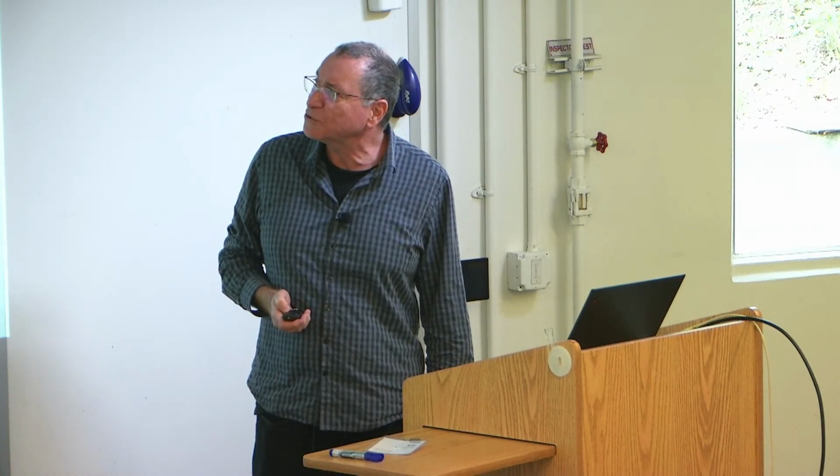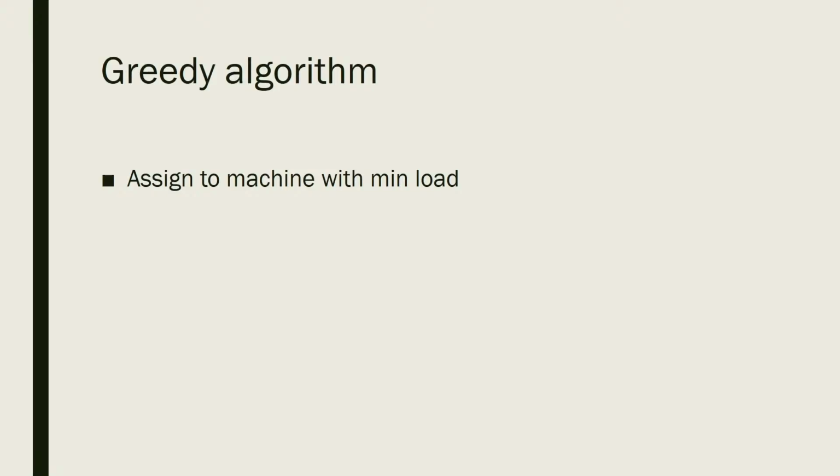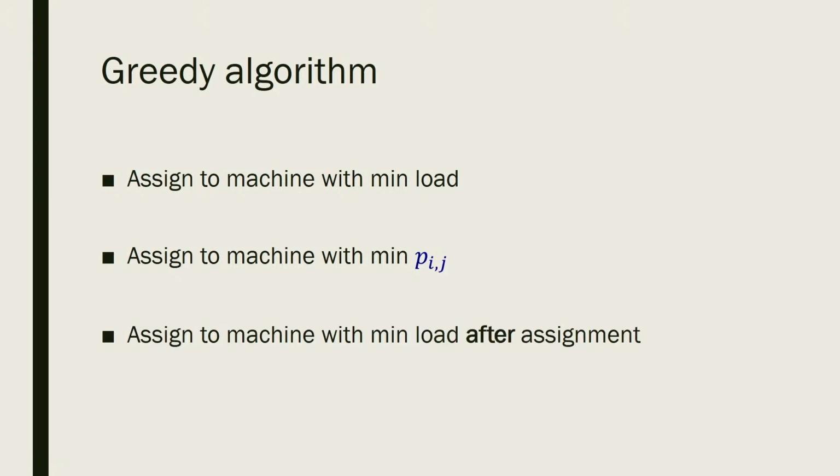So what are the natural algorithms for the online problem? Greedy algorithms seem very natural: assign the job to the machine with the minimum load. Another greedy algorithm is to assign it to the machine that is most efficient for the job, which means p_ij for this job is minimum. And a third one is to assign the job to the machine whose load after the assignment will be minimum.